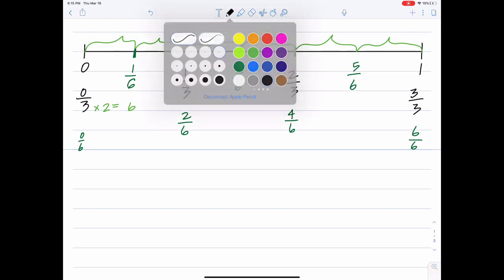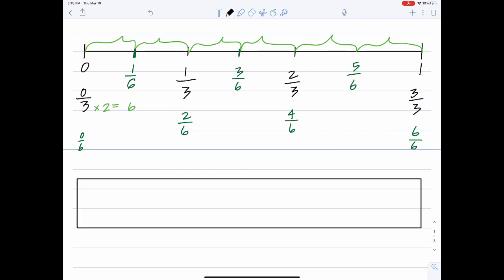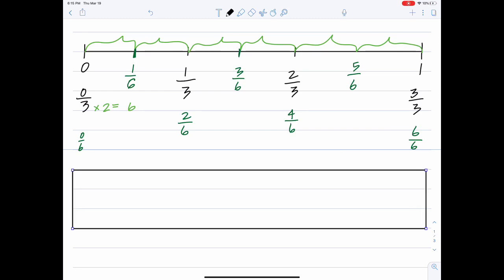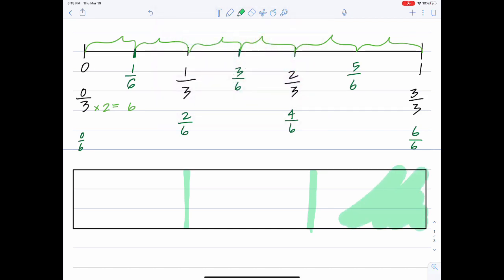Now let's see how we can compare these using a fraction strip. First, what I'm going to do is draw and mark my fraction strip into thirds. So there's my first third and my second third. I'm going to shade it in so you know that 3/3 is equal to 1 whole.